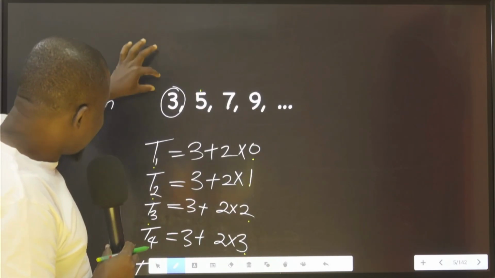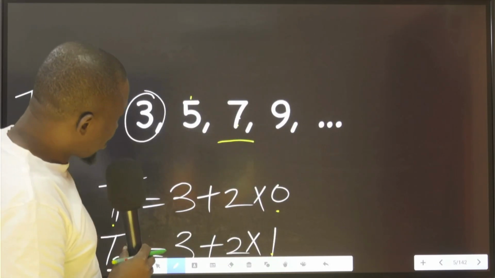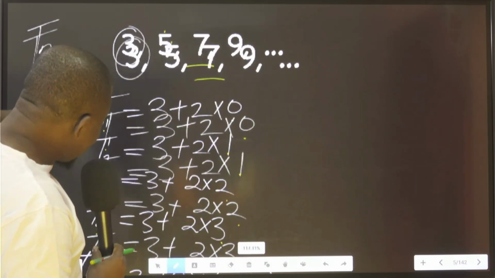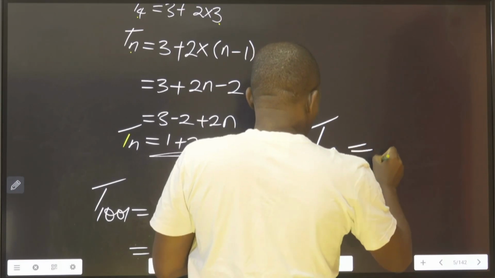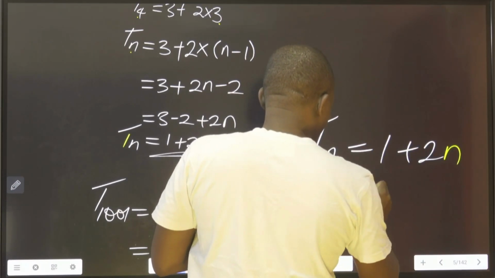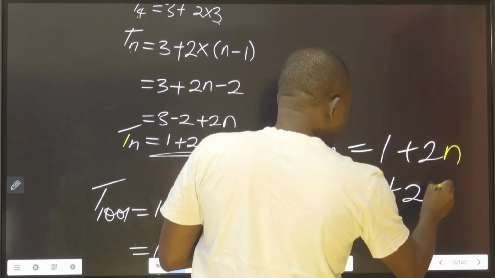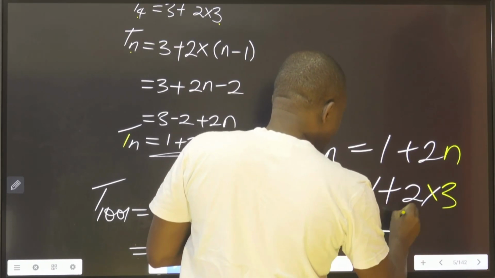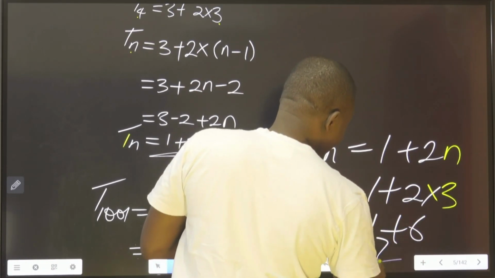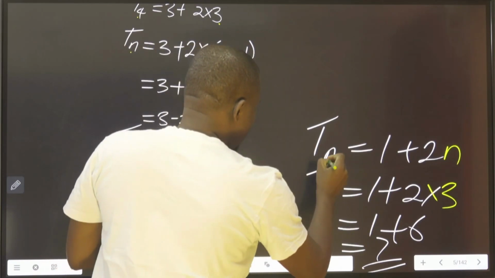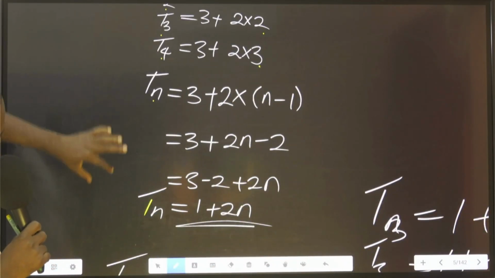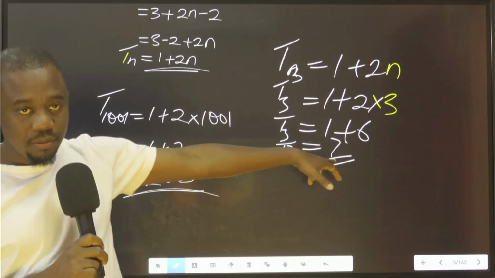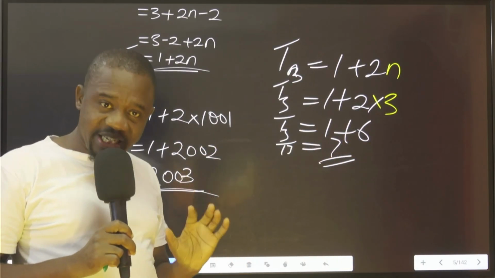For instance, this is the third term. If I take the nth term formula, it says this equals 1 plus 2n. So the third term now is 2 multiplied by 3. 1 plus 6 equals 7. So you can see, this is the third term, 3, 5, 7. As you can see, 7, which you just what? Obtained from the formula, which is the nth term.